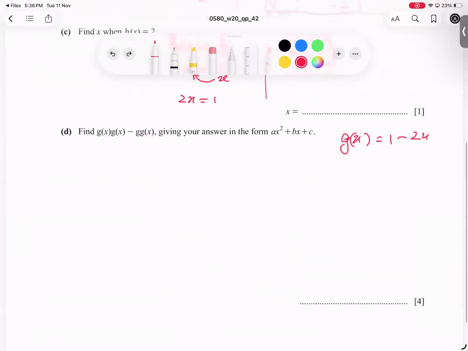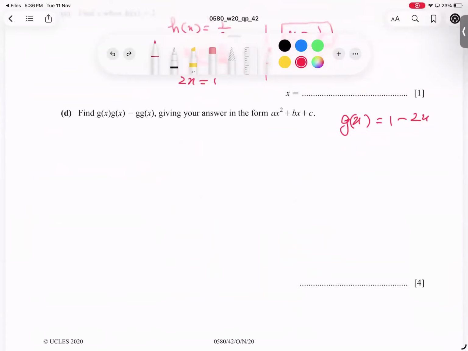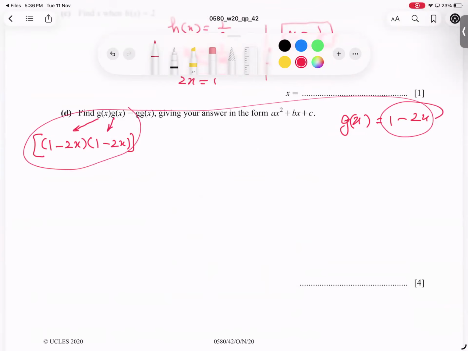So let's try now. First of all, I am writing this value in each g value. So look, 1 minus 2x, 1 minus 2x. Bracket start, bracket end. This is the value of both g's. I believe this part is very clear.